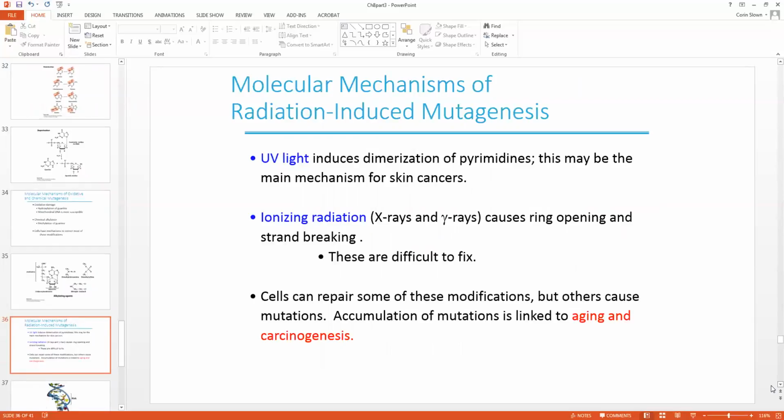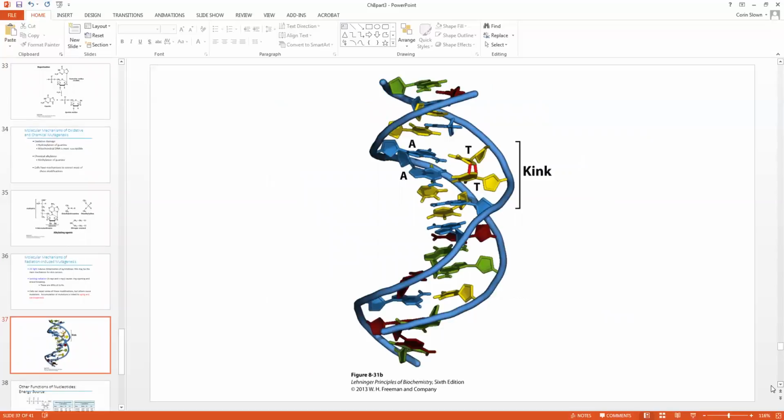UV light induces dimerization of pyrimidines. This can be the main mechanism for some types of skin cancer. Ionizing radiation causes ring opening and strand breaking. These are particularly difficult to fix. Cells can repair some of these modifications, but others cause mutations, and accumulation of mutations is linked to aging and carcinogenesis. So you can see here an example of damage and a kink.